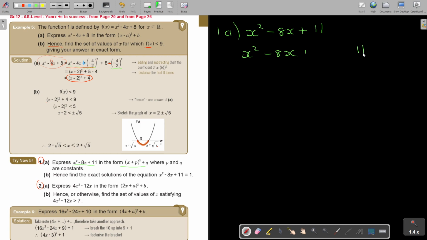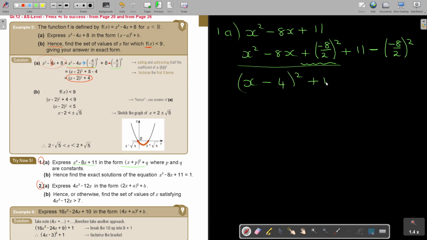And then I say plus, and I can put it inside, and I divide it by 2, and I square. And whatever I add, don't forget that was plus, I subtract. So it's minus 8 over 2 squared. And now this is a perfect square. So this is going to be x minus, and this is going to just be 4, and it's going to be squared, and it's going to be 11. And this is going to be negative 4 squared, so it's going to be 16.